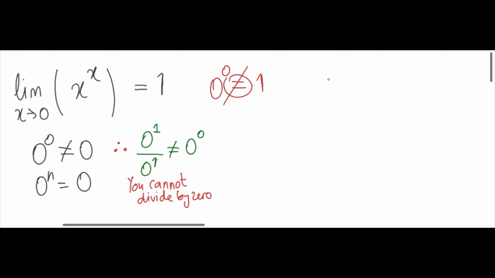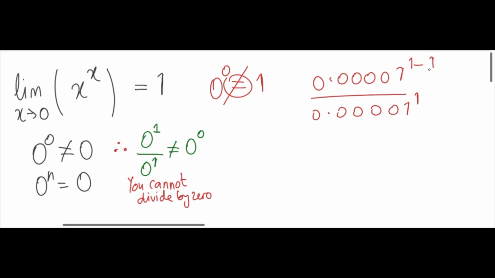I also discussed the reason for any other number raised to the power of zero equaling one, which is essentially just, for example, 0.001 upon 0.00001, right? So the numerator is also raised to power one, the denominator is also raised to power one. By the law of indices, the power of the denominator just subtracts from the power of the numerator, which is essentially just one minus one, essentially just zero, right?